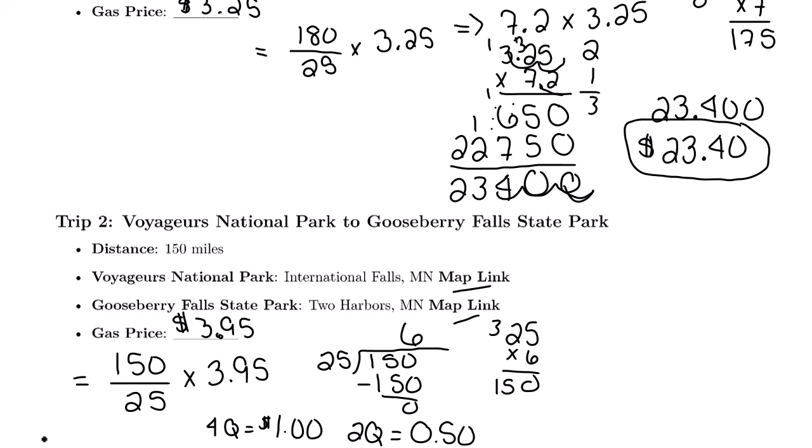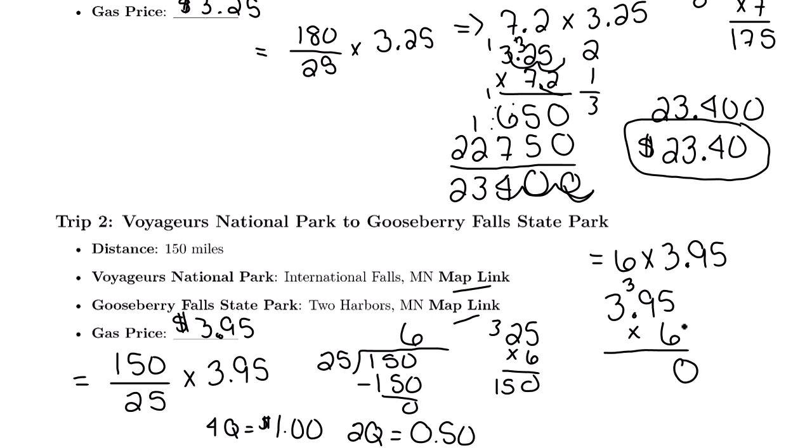Now we're going to rewrite our fraction again. I should have given myself a little bit more room. Equals, now instead of 150 over 25, we're going to write 6 times 395. Now let's multiply that. 395 times 6. Now when we multiply, we don't worry about the decimals. We just multiply as usual. 6 times 5 is 30. 9 times 6 is 54, 55, 56, 57.